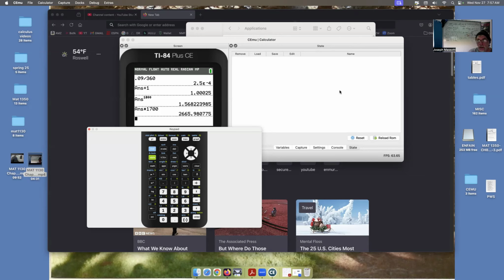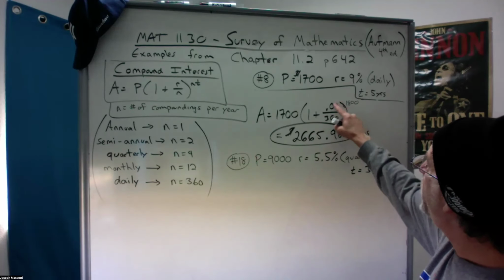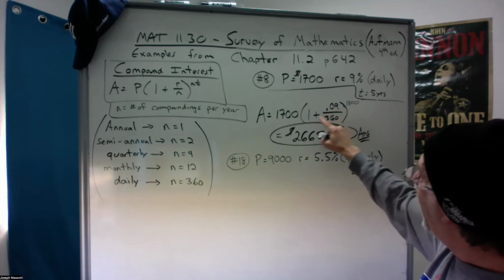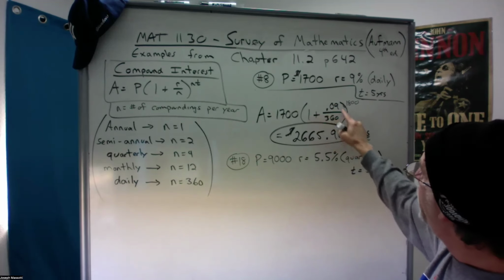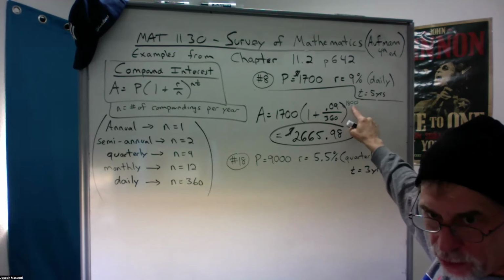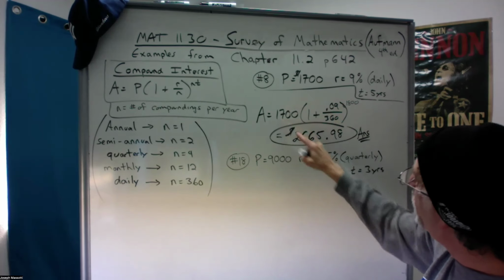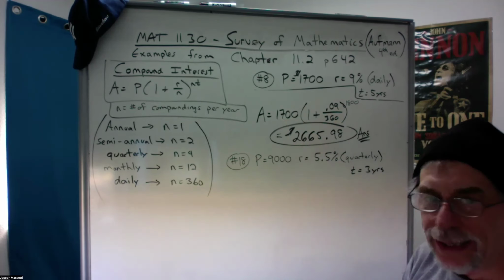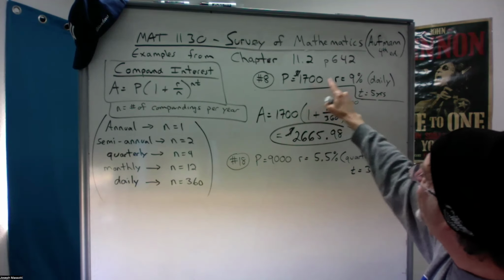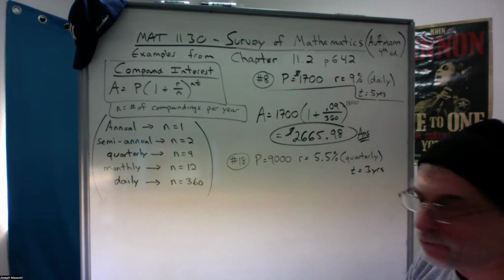All right. So that is how we plug it into the calculator. Do this part first. Get the result, add 1 to it. Now you have what's in the parentheses. Raise that number to that exponent. Then you'll have all of this. Then multiply by the principal. And we get our final amount after 5 years, investing $1,700 at 9% interest, compounded daily.